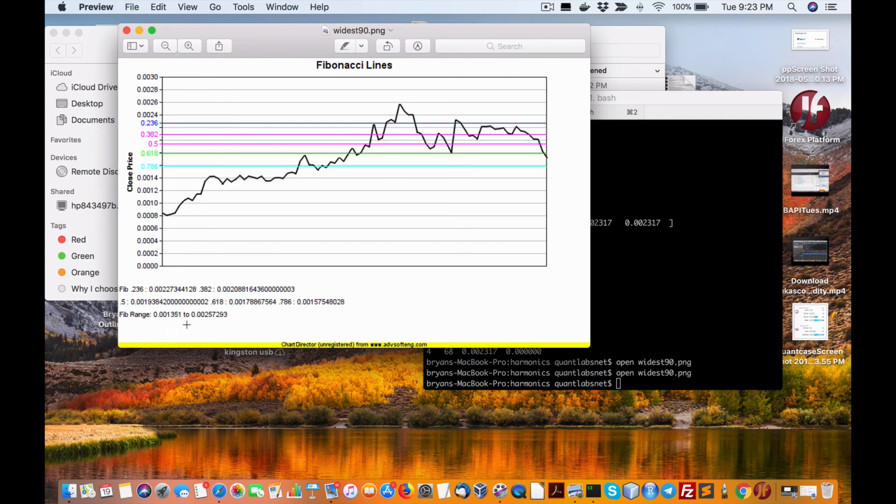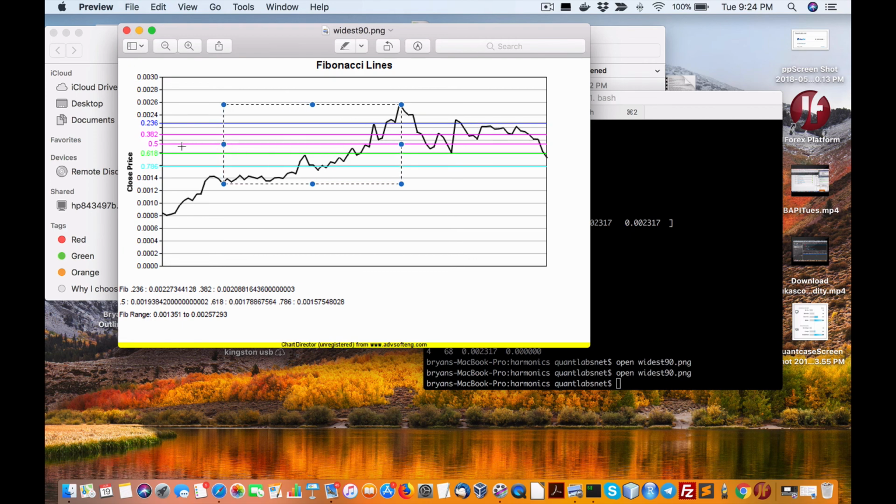So the fib range is from 0.0013051 to 2572, let's say. So that would be roughly at 13, I believe, from this line right here to roughly 257293. So where the pencil is right there. So from this point to here is the Fibonacci levels, because that's the most extreme or the widest range in the swings, and that looks pretty accurate.